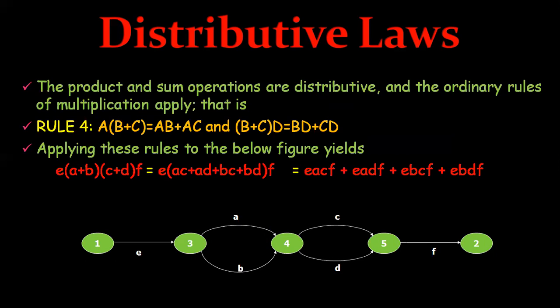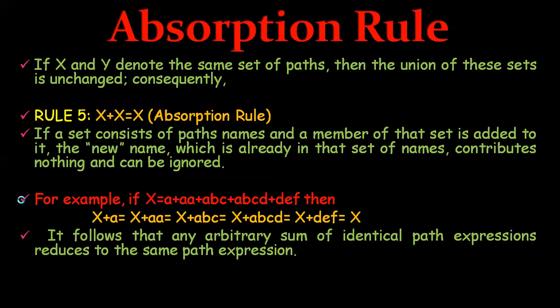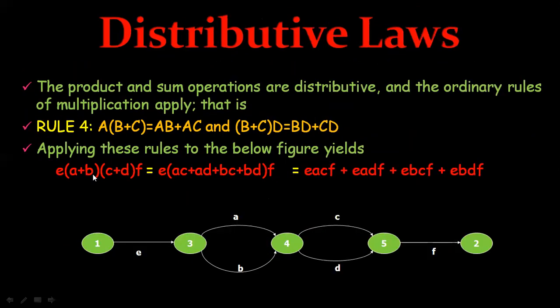By applying these rules to this particular figure, the value we have discussed is (A B) into (C D) into E into F. By multiplying these, we get AC, AD, BC, BD, first multiplied by E, followed by multiplication with F. We are going to get 4 paths. These are the 4 different paths we were discussing from the start. We got them by applying the distributive law.